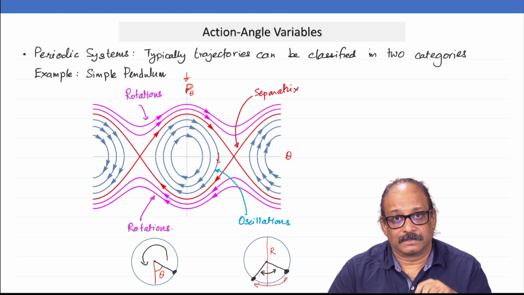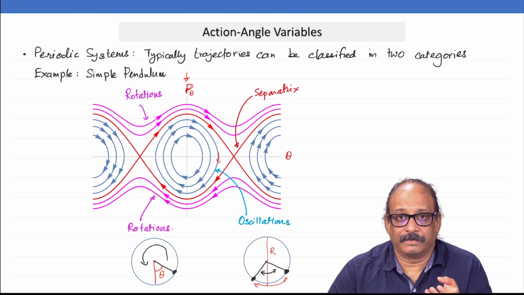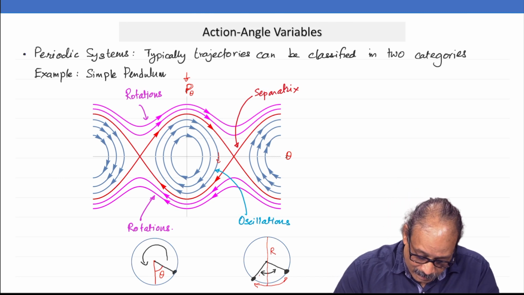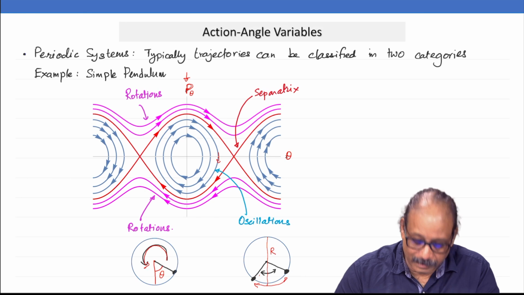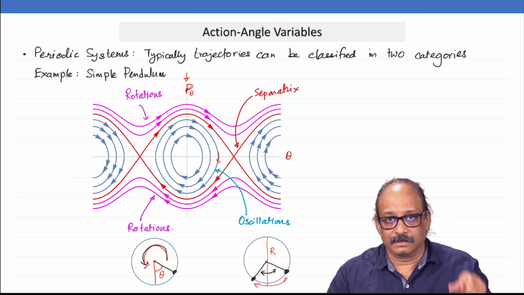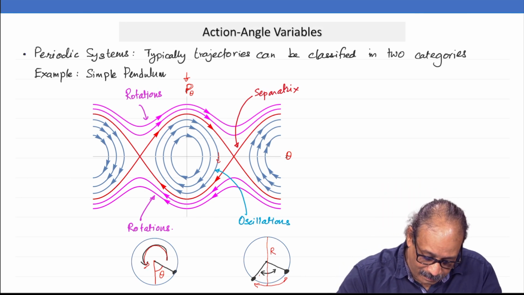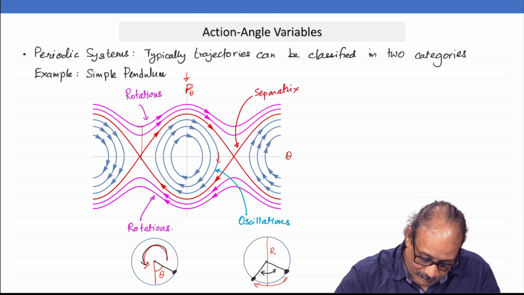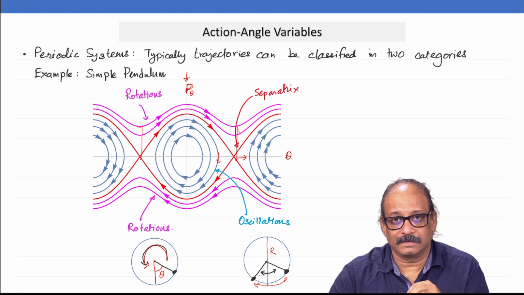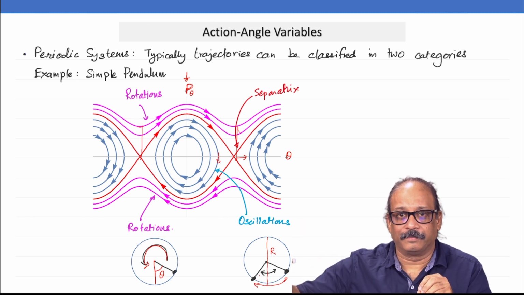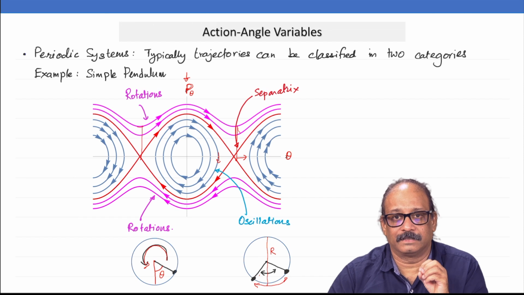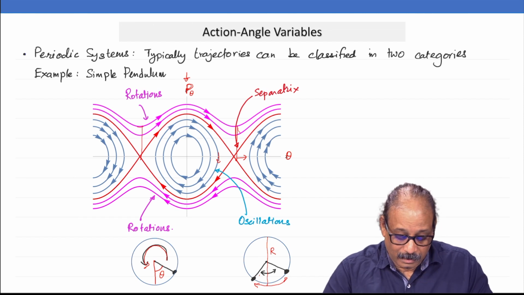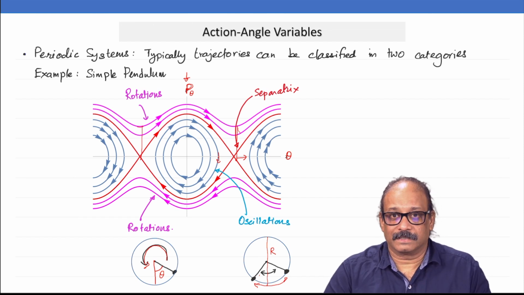Now, if you give sufficiently large energy more than 2 mgR, then it will swing by and it will complete a rotation and then it will go on rotating, and that is the kind of trajectory you would get. So, for example, if I mark this point and this point, you can see that now if you go beyond this point on theta axis, the trajectory keeps on repeating. Okay. This is the nature of the rotation kind of trajectories.